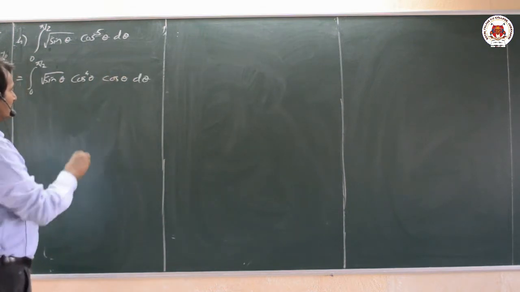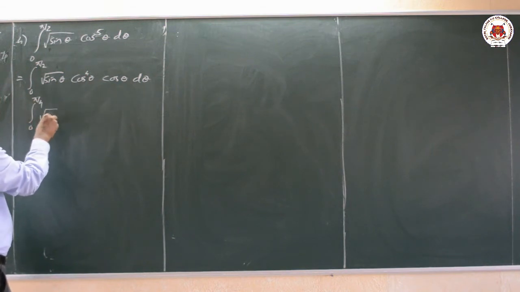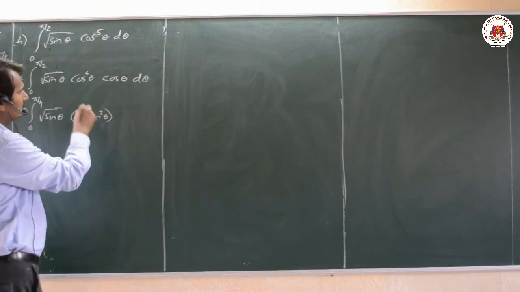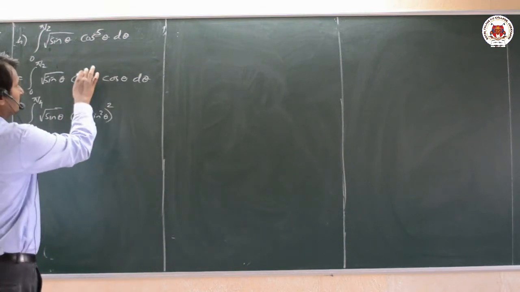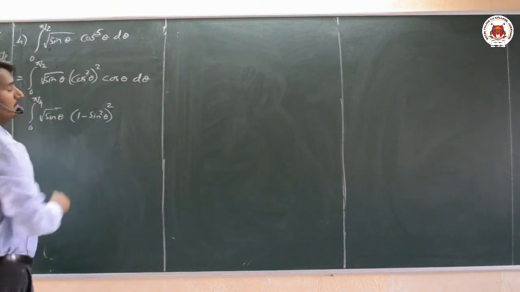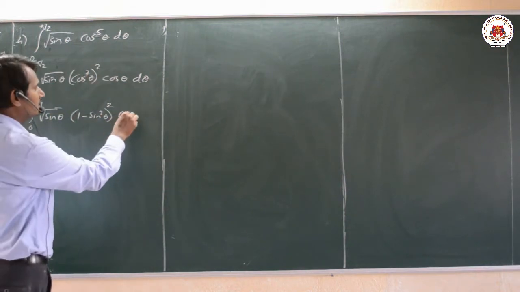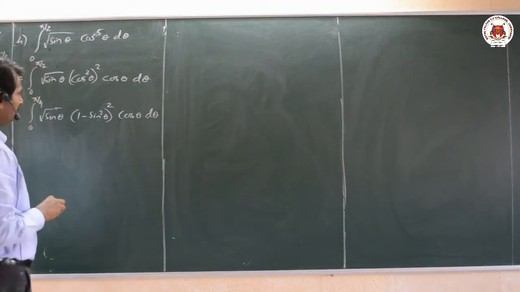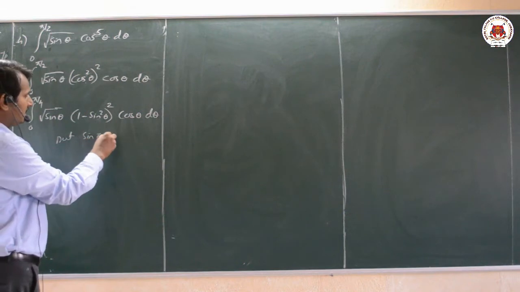Cos raised to 4 can I write it as, integration from 0 to pi by 2, root of sin theta. Cos square means 1 minus sin square, so cos raised to 4 is 1 minus sin square whole square. Why? Because cos raised to 4 means I can write it as cos square whole square. Cos square means 1 minus sin square, whole square, into cos theta d theta. Okay, now here what we have to substitute is, put sin theta is equal to t.